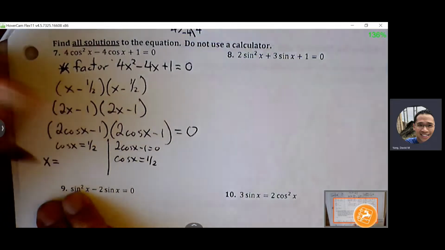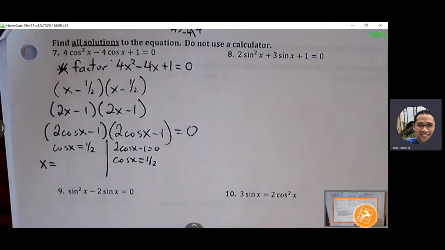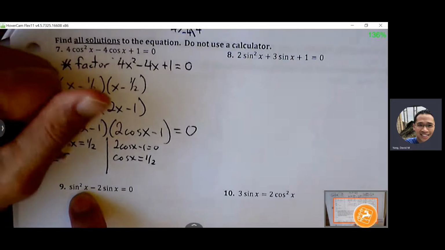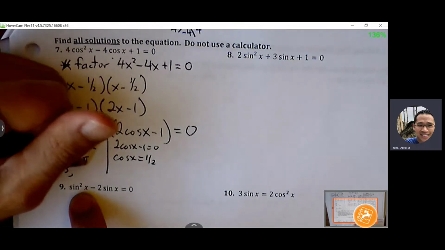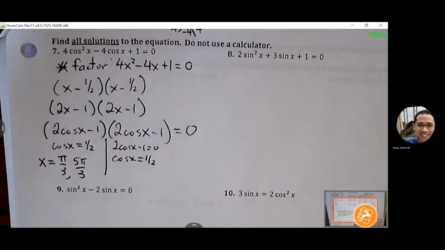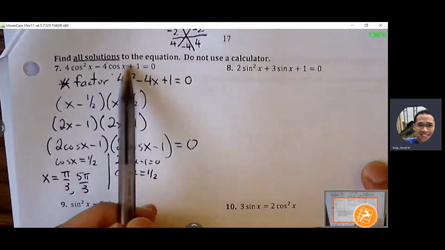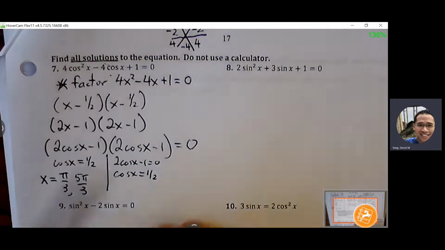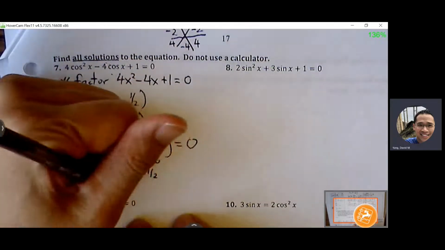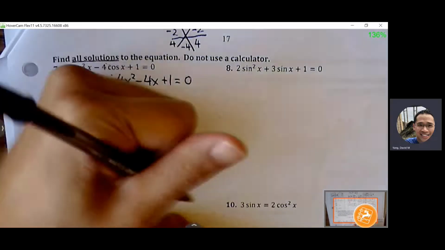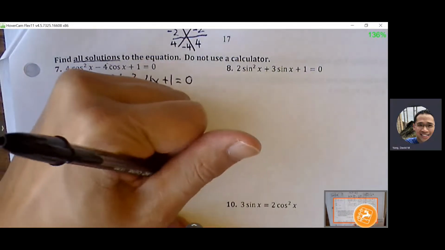X equals pi over 3 and where else? Now notice that it says find all solutions and it doesn't specify a domain. So we just have to make sure that we say plus 2 pi n, where n is an element of an integer.